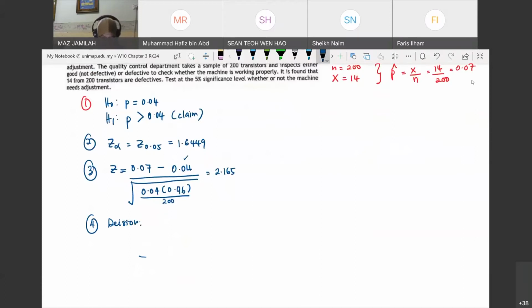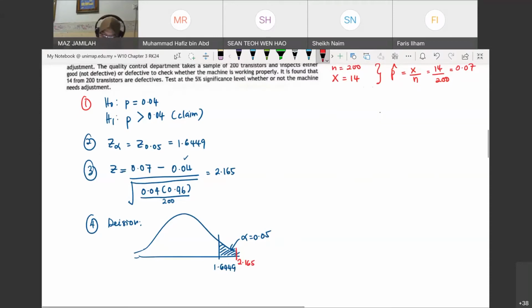So my alpha is 0.05. My Z alpha is 1.6449 and my Z test is 2.165. For example, let's say this is where 2.165 is located. So it falls in the rejection region.